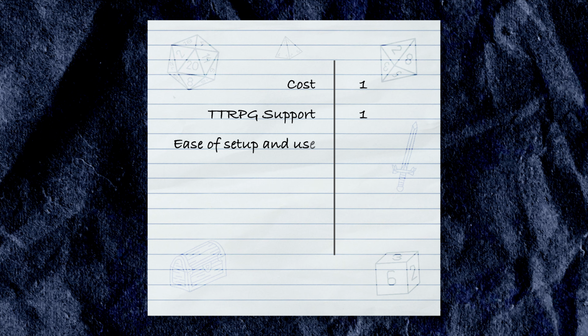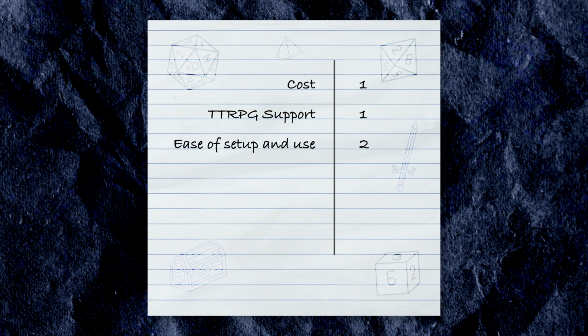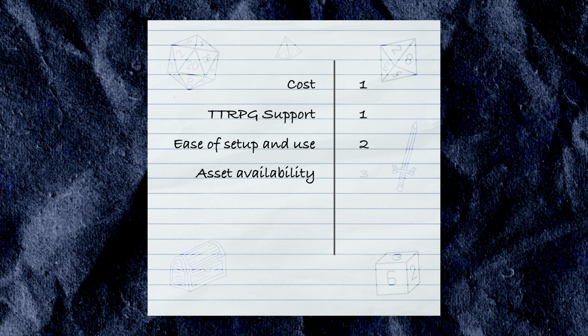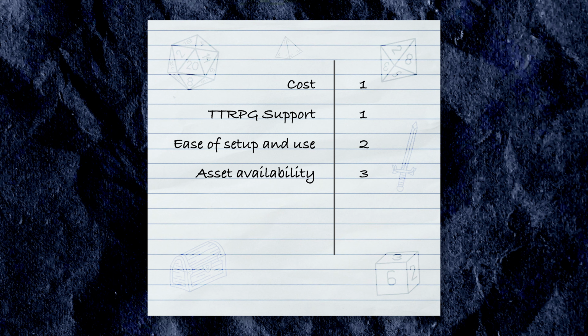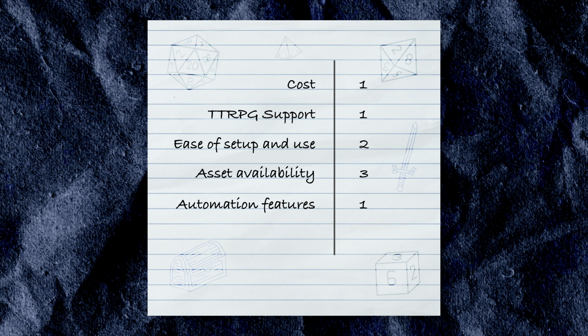Ease of setup and use is a 2. It requires everyone to install something, and it does have a small learning curve to build maps. Asset availability is a 3. There are so many assets on there, and they're always releasing more at no extra cost. Automation features is a 1. It just has basic trackers.